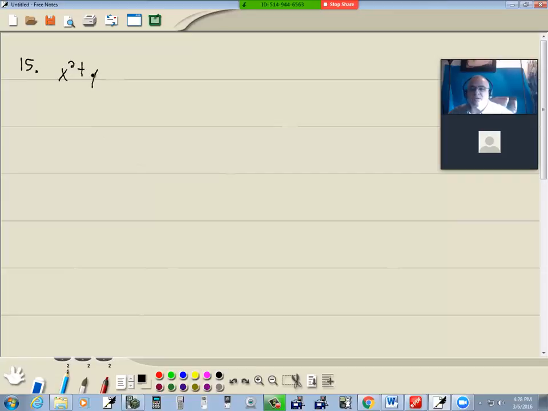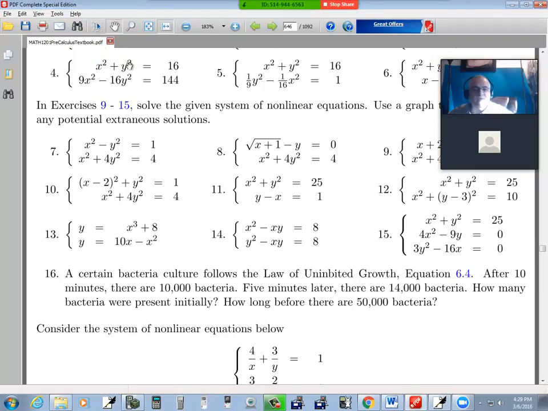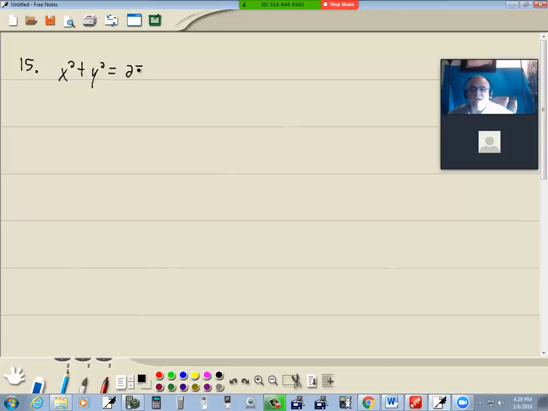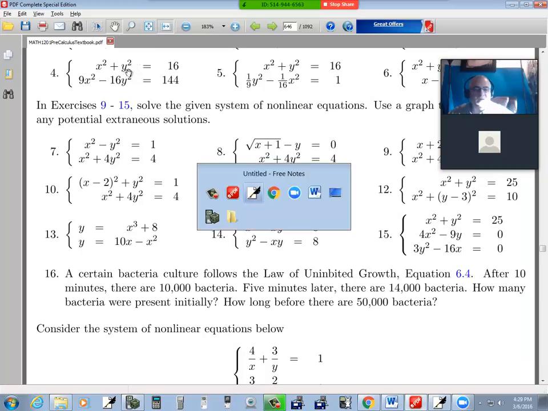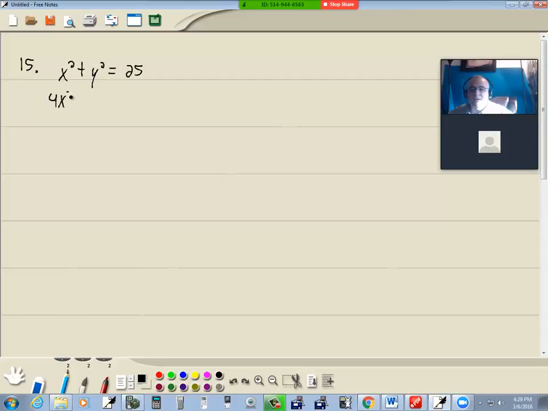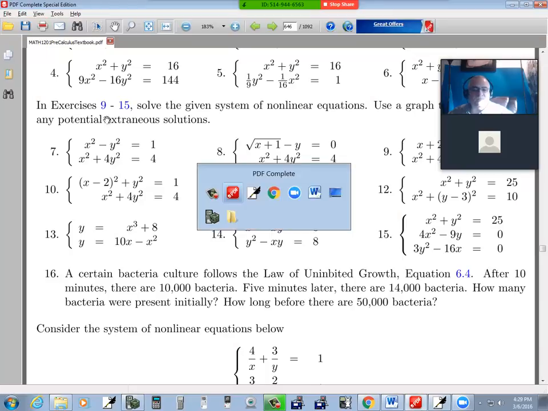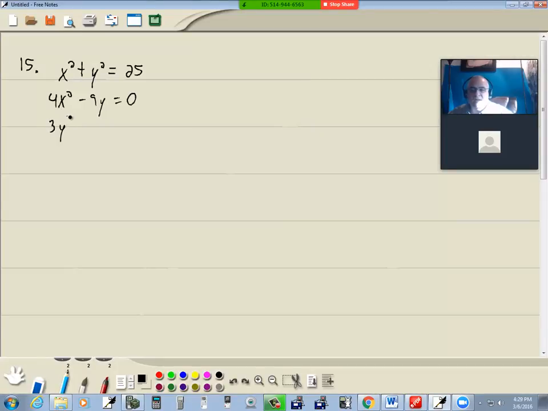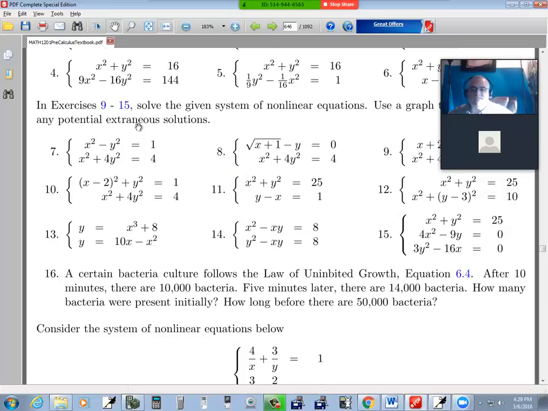So we got x squared plus y squared is equal to 25, and we got 4x squared minus 9y equals 0, and 3y squared minus 16x is equal to 0.